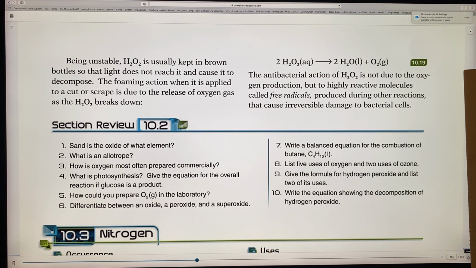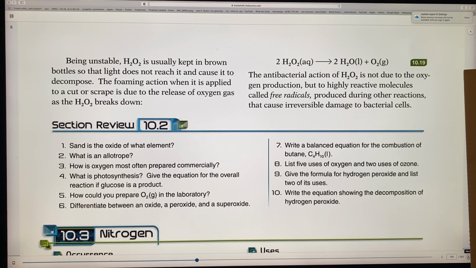What is an allotrope? It is a form of the same element in a different physical state, like ozone and oxygen. They're allotropes. They're just in a different state. How is oxygen most often prepared commercially? By distilling liquid air, or filtering the air, putting it through a sieve.